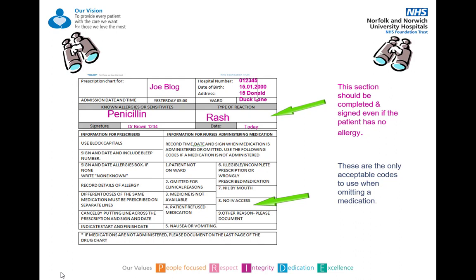So code 2, omitted for clinical reasons. Examples of this could be, and it's not limited to, omitting an antihypertensive medication due to your patient having a low blood pressure. It could also be withholding nephrotoxic medication in a patient with an acute kidney injury, or withholding anti-arrhythmia medication like digoxin due to the patient having a heart rate which isn't acceptable to give, so the heart rate being too low.